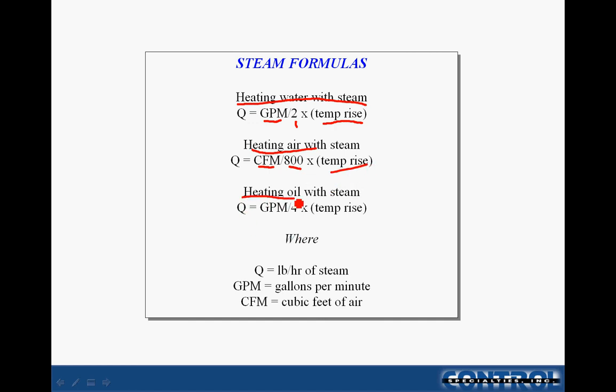And for heating oil, with a specific heat of about 0.4, you would divide by 4 the gallons per minute being flowed to being heated, and then multiply that by the temperature rise. If you do these calculations for some other source of energy other than steam, realize that this figure that you're going to get here is going to be expressed in units of 1,000 BTUs. So if you happen to get a calculation here of 100, if you want to convert that to BTUs, you would add 3 zeros, which would make it 100,000.